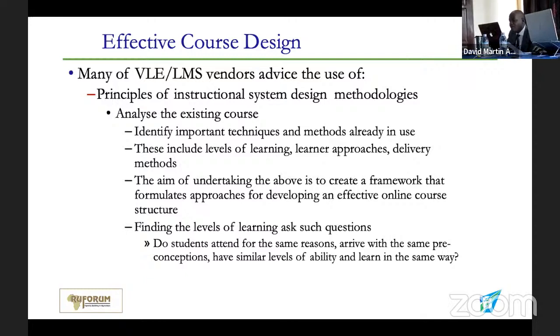Do they arrive with the same preconceptions? When they arrive in class, you will find there are some who are very knowledgeable, and some are not knowledgeable, and some are midway. Know your class, so that once you start teaching, you do not chase away all those who are already knowledgeable and remain with just a few. Create a class that is going to accommodate all these types of learners within your class.